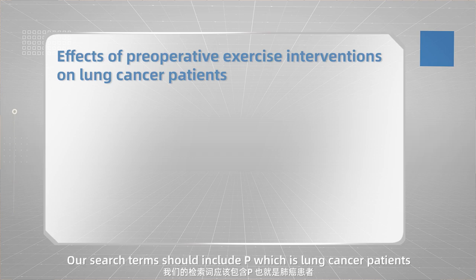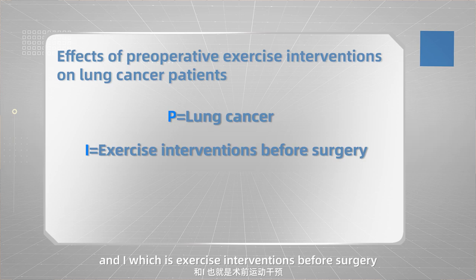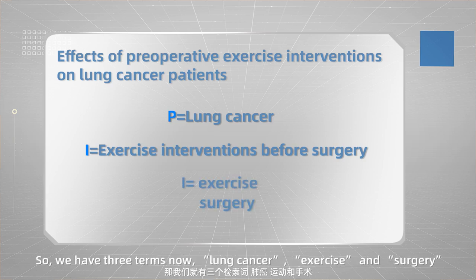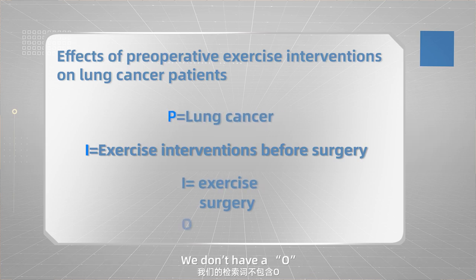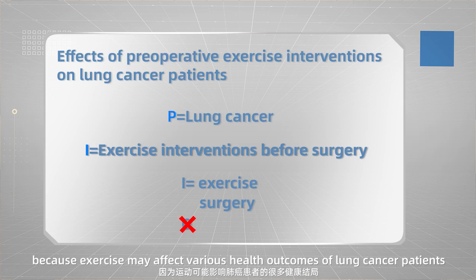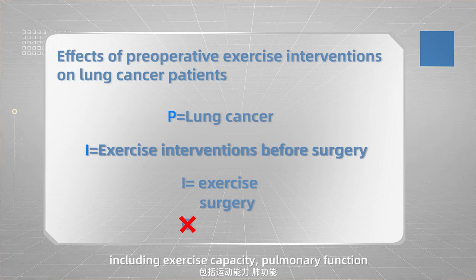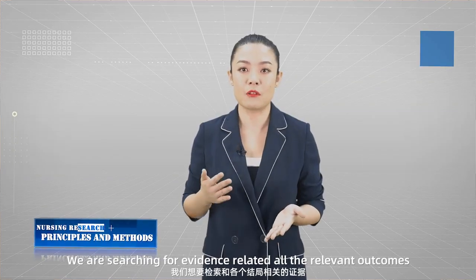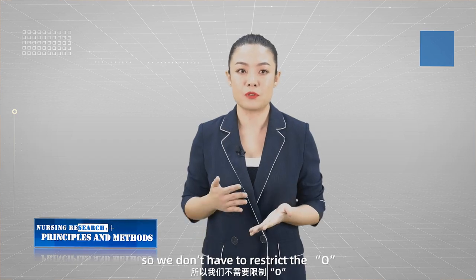Our search terms should include P, which is lung cancer patients, and I, which is exercise interventions before surgery. We can further divide I into two terms, exercise and surgery. So we have three terms now: lung cancer, exercise, and surgery. We don't have an O because exercise may affect various health outcomes of lung cancer patients, including exercise capacity, pulmonary function, postoperative complications, etc. We are searching for evidence related to all the relevant outcomes, so we don't have to restrict the O.